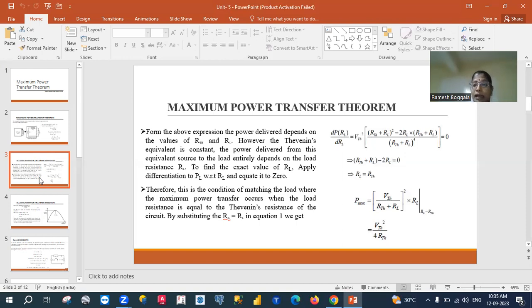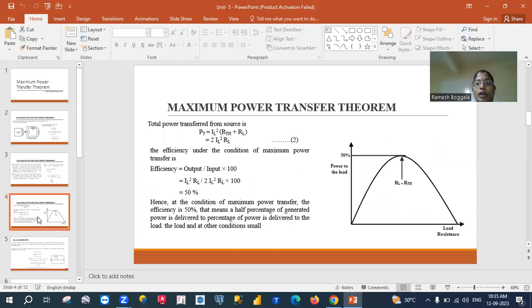So what is the maximum power, P max? You already know the IL formula, VTH divided by RTH plus RL, whole square, into RL. Substituting RL equal to RTH, the P max formula is equal to VTH square divided by 4 RTH.